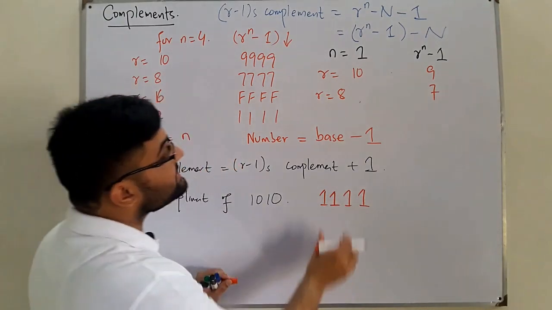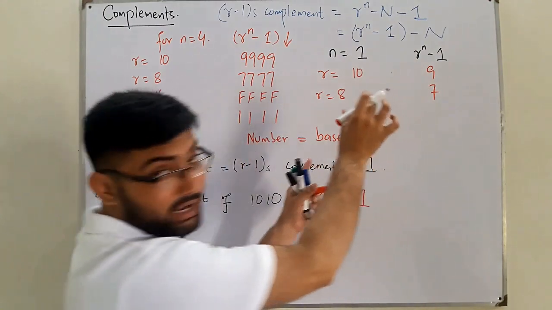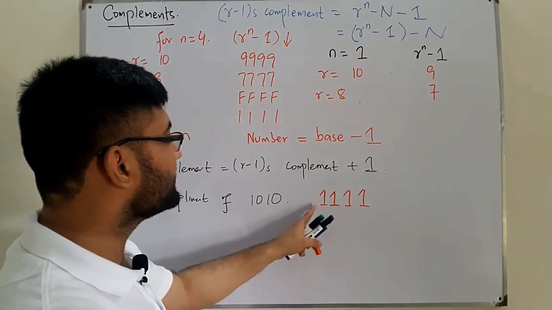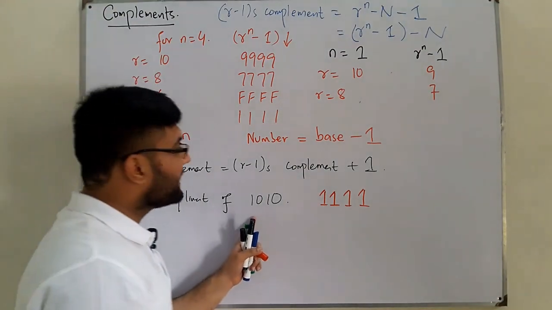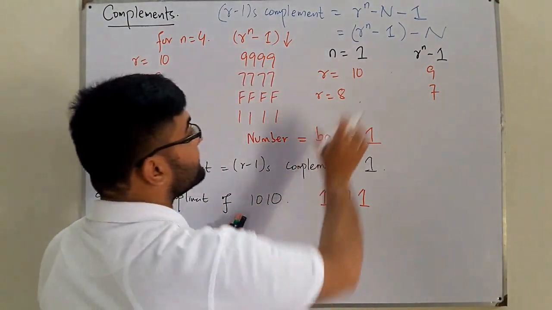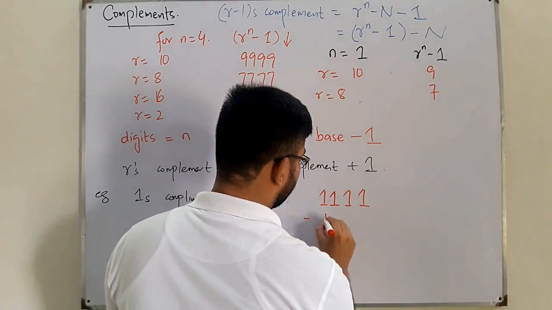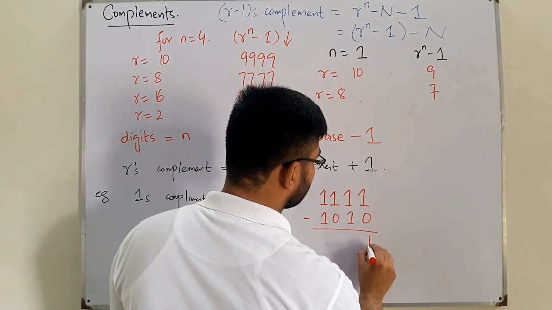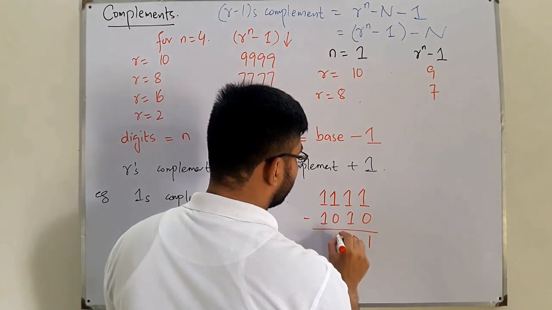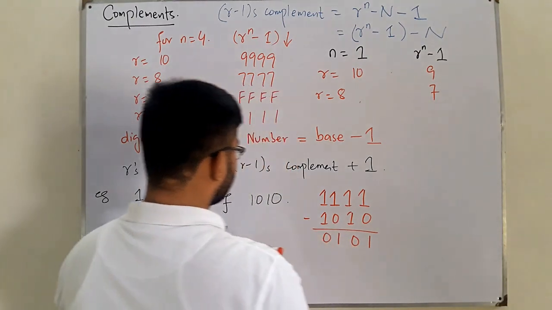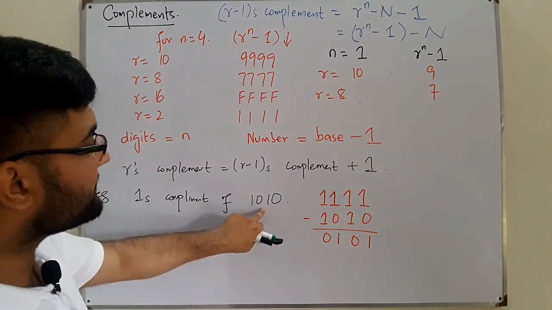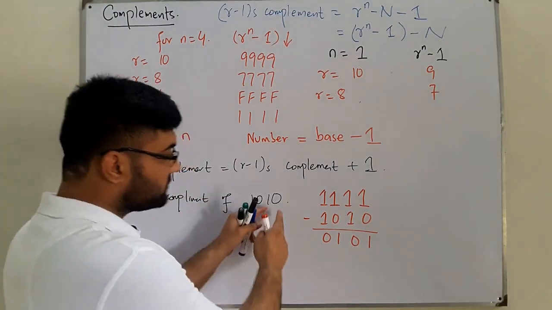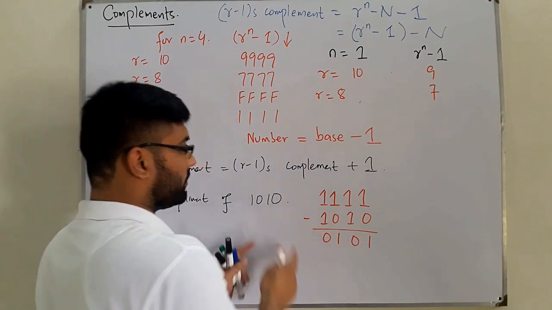Now this is R to the power n minus 1. The number of digits are from here, and we subtract this number from it: 1111 minus 1010. So 1 minus 0 is 1, 1 minus 1 is 0, 1 minus 0 is 1, and 1 minus 1 is 0. If you have a look at this, 1's complement basically is just the opposite of the bits. For 0, 1; for 1, 0; for 0, 1; for 1, again 0.